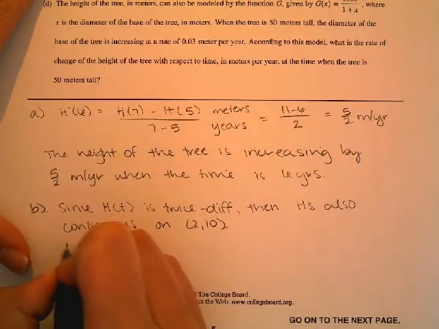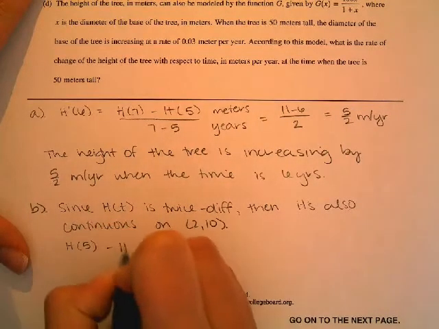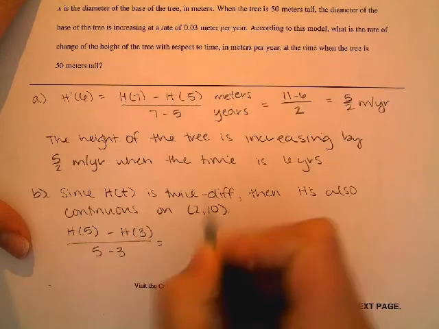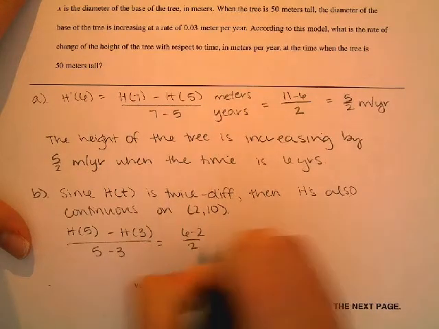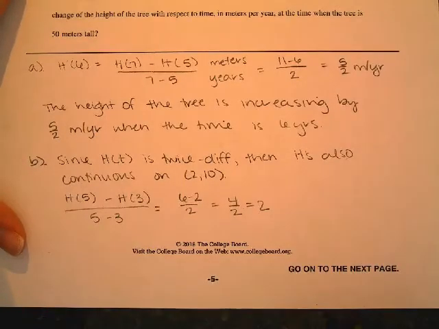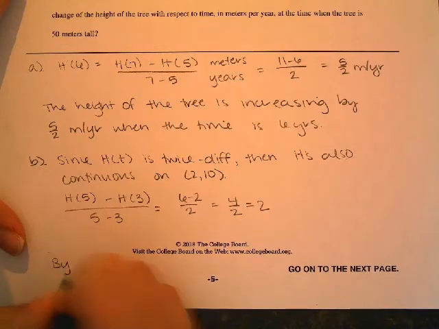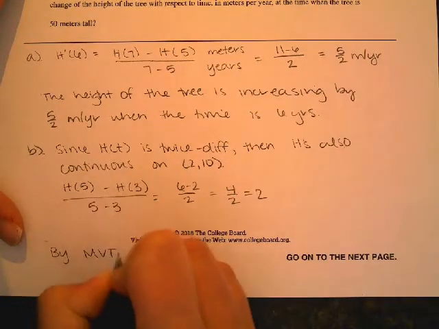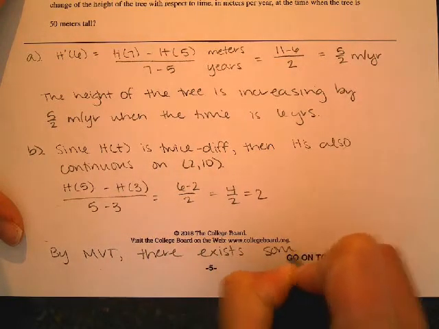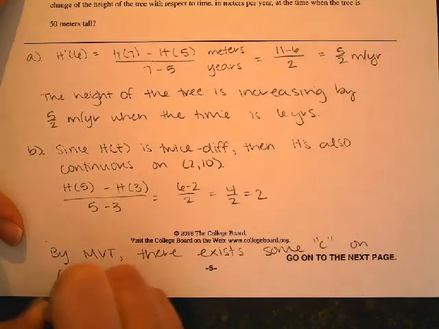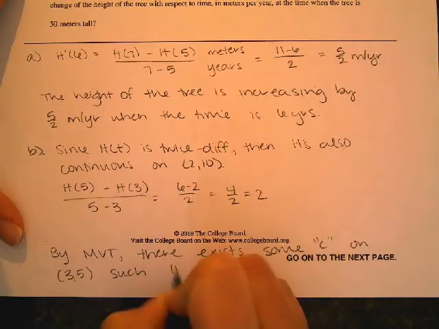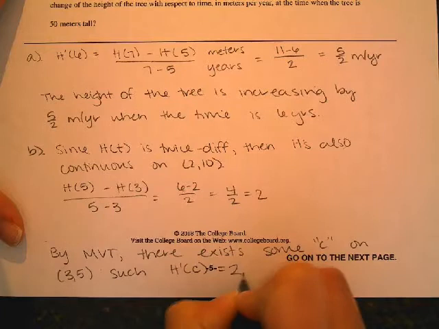So we need to do h of 5 minus h of 3 over 5 minus 3. Which is 6 minus 2 over 2, 4 over 2 is 2. So now we can say by MVT, there exists some c on 3, 5 such that h prime of c equals 2.